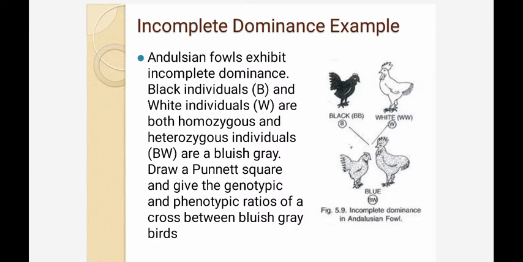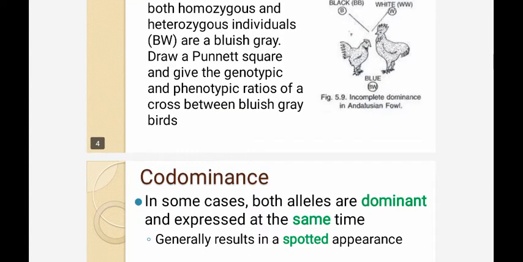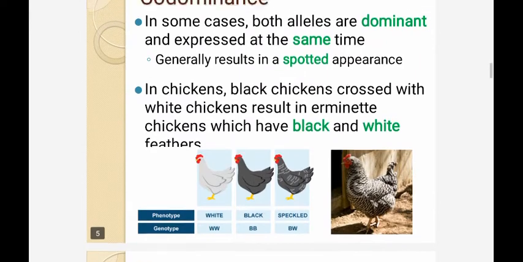Another example of incomplete dominance: Andalusian fowls. A black individual when crossed with a white individual, both in homozygous condition, the offspring will be bluish gray. So here also it shows incomplete dominance.